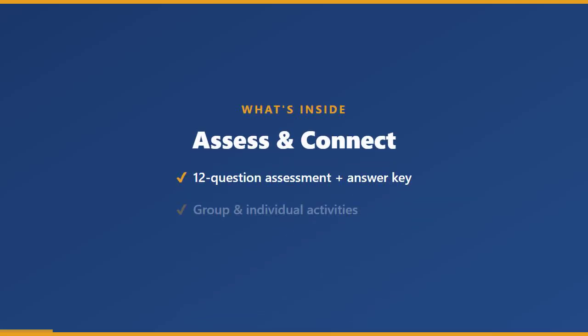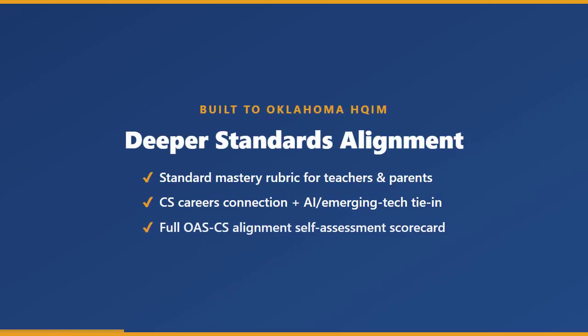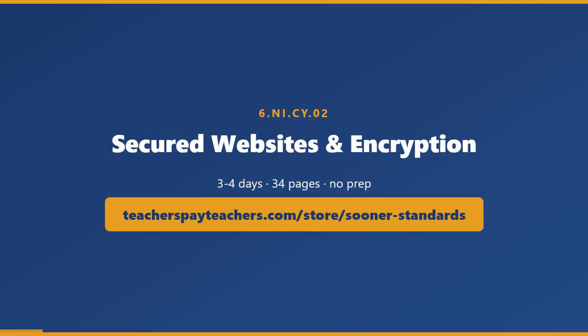This unit includes a standard Mastery Rubric for teachers and parents, a visual comparison chart of secured versus unsecured websites, a CS Careers connection, and an AI connection, all built to the Oklahoma HQM rubric. Plus a 10-question assessment with answer key, group and individual activities, vocabulary puzzles, a family letter, and a certificate of achievement. That's 3 to 4 days of no prep, HQM-aligned instruction across 34 ready-to-print pages.